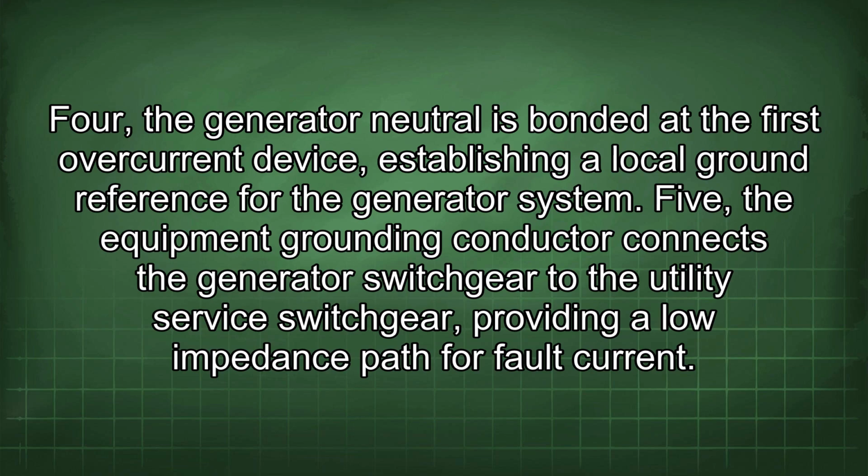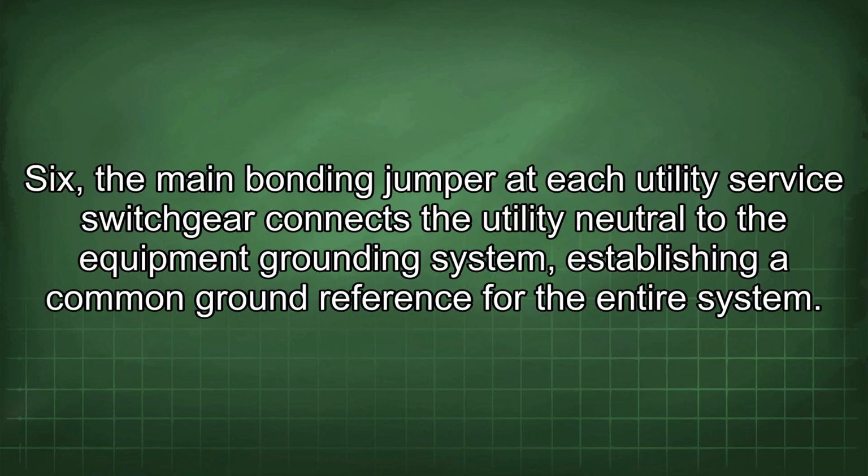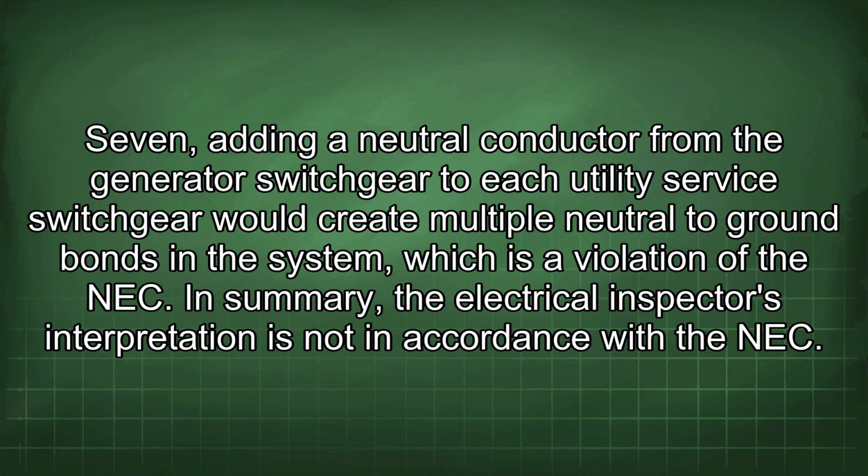5. The equipment grounding conductor connects the generator switchgear to the utility service switchgear, providing a low impedance path for fault current. 6. The main bonding jumper at each utility service switchgear connects the utility neutral to the equipment grounding system, establishing a common ground reference for the entire system. 7. Adding a neutral conductor from the generator switchgear to each utility service switchgear would create multiple neutral to ground bonds in the system, which is a violation of the NEC.